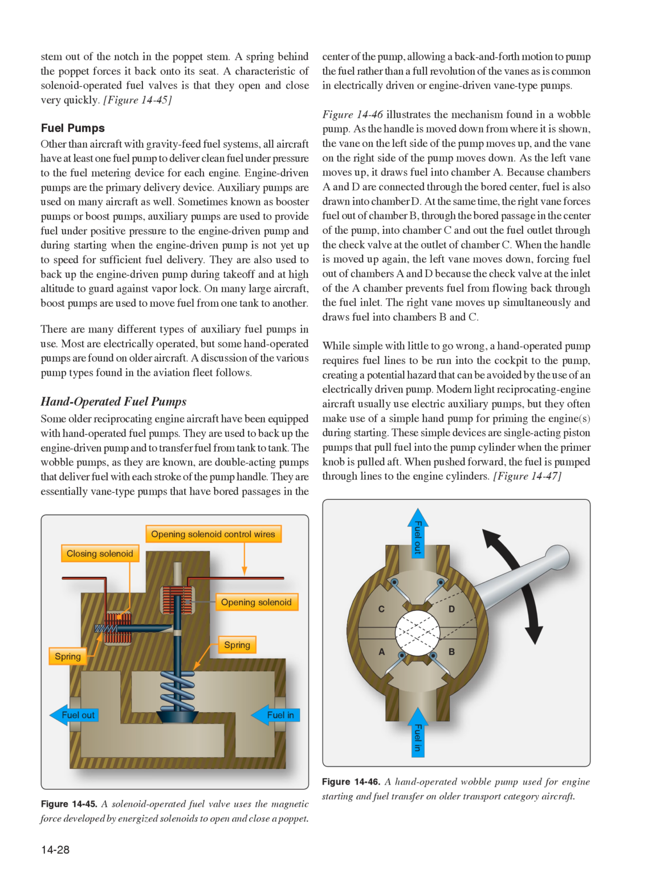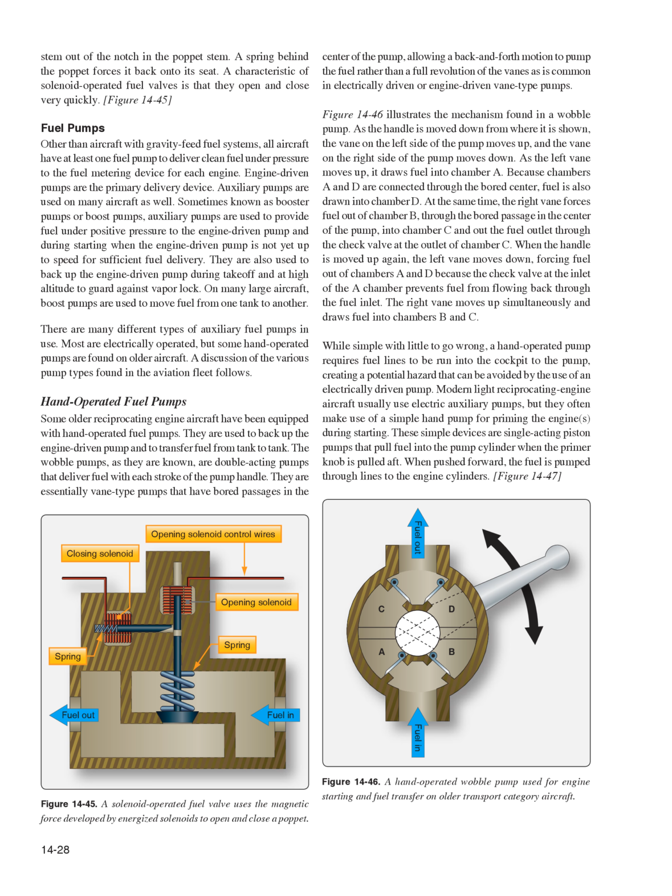As the left vane moves up, it draws fuel into chamber A. Because chambers A and D are connected through the bored center, fuel is also drawn into chamber D. At the same time, the right vane forces fuel out of chamber B, through the bored passage in the center of the pump, into chamber C and out the fuel outlet through the check valve at the outlet of chamber C. When the handle is moved up again, the left vane moves down, forcing fuel out of chambers A and D because the check valve at the inlet of the A chamber prevents fuel from flowing back through the fuel inlet. The right vane moves up simultaneously and draws fuel into chambers B and C.